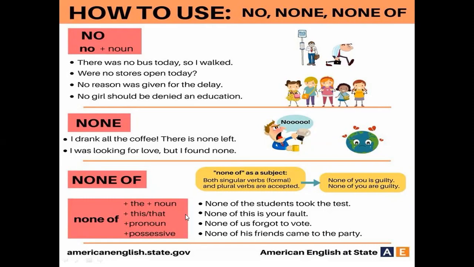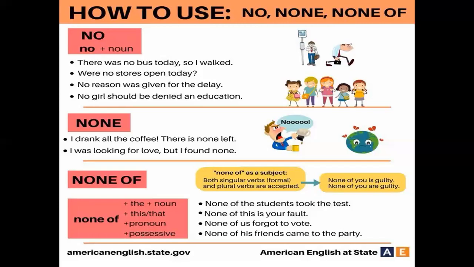So that can be the only thing you can establish a difference with. For example, all of, the opposite is none of. So all of is 100%, and none of is 0%. It's the opposite of all of. So that can be a kind of tip on how you can establish a difference between all of and none of.